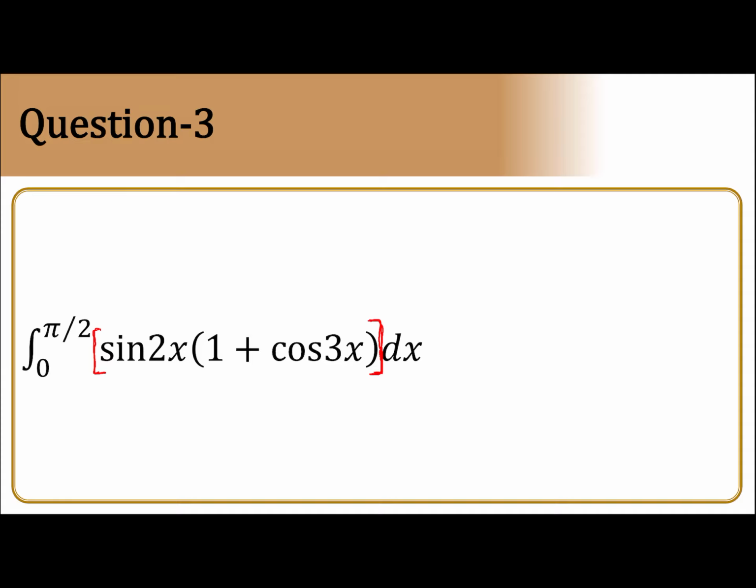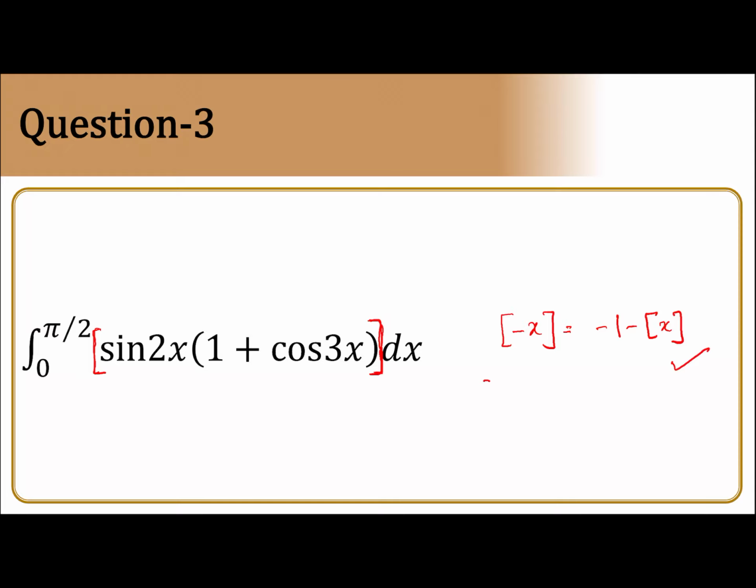Before I proceed to this problem, please remember, greatest integer of minus x is equal to minus 1 minus greatest integer of x. It's a very important property. It is only valid for all x belonging to real numbers except integers.